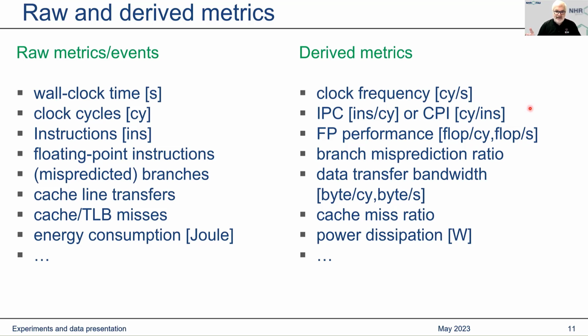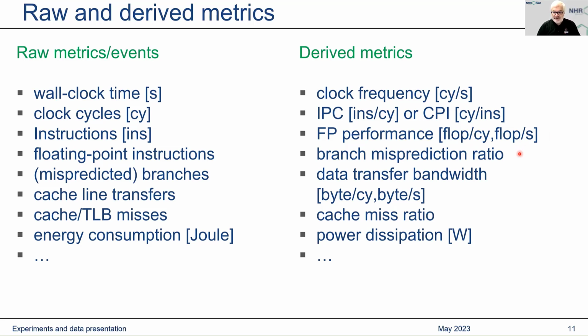IPC and CPI, or instructions per cycle and cycles per instruction, these are metrics that quantify how many instructions the CPU can execute every cycle. There's typically a limit for the IPC value. CPI is just the reciprocal of the IPC value. Floating point performance, a very popular metric. How many flops does the code do per cycle or per second? It's important because it also has an upper limit. It's easy to compare the floating point performance of your code or your benchmark with the known upper limit, which is just the peak performance of the device.